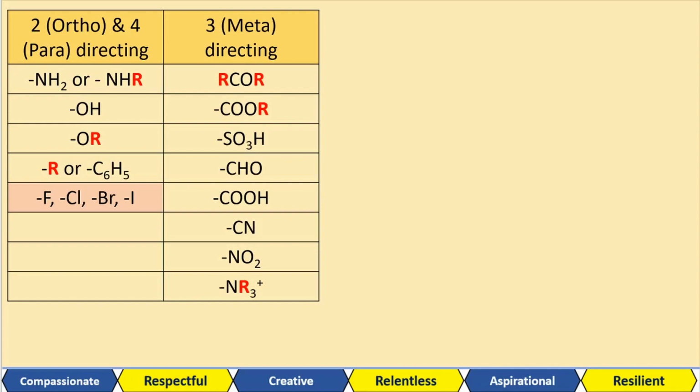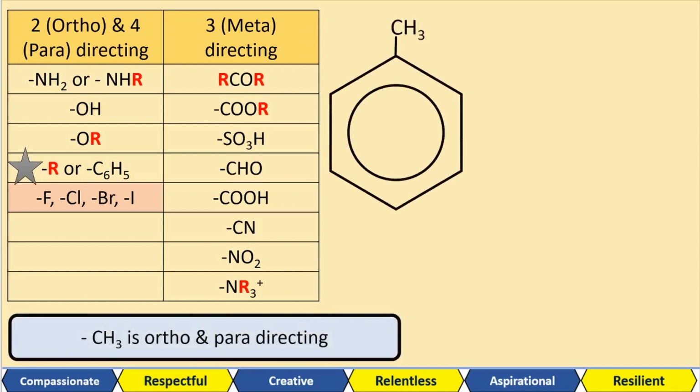So we started off with methylbenzene. Let's look at which directing group that should be. When we've got an R group by itself, that's this over here. So it's actually a 2,4 directing group. So we start off with that, methylbenzene. Let's put the numbers here.